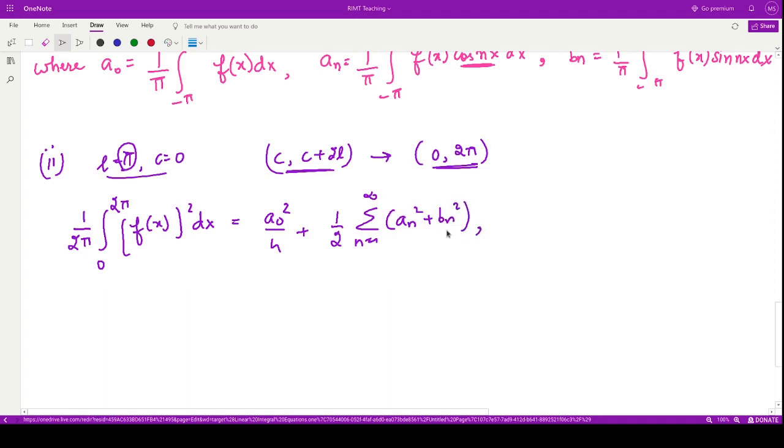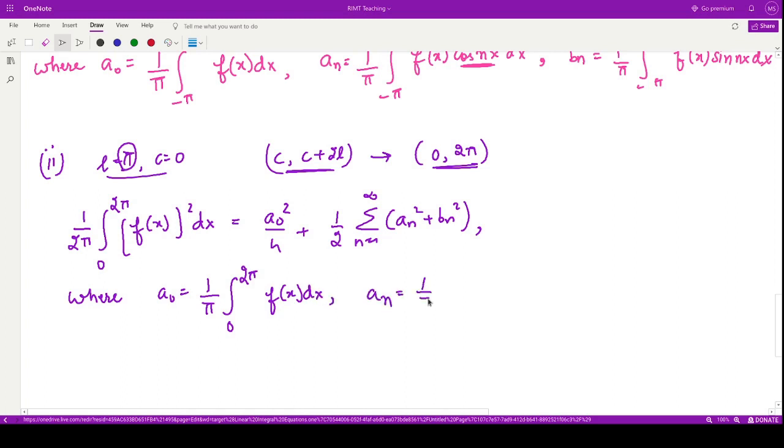Now we have a difference here. The values of the coefficients, the constants, differ. In this case, it becomes 1 by L. Instead of L, we have pi. The only difference is in the limits. So we are having the limits from 0 to 2 pi. So this is the value of a naught.